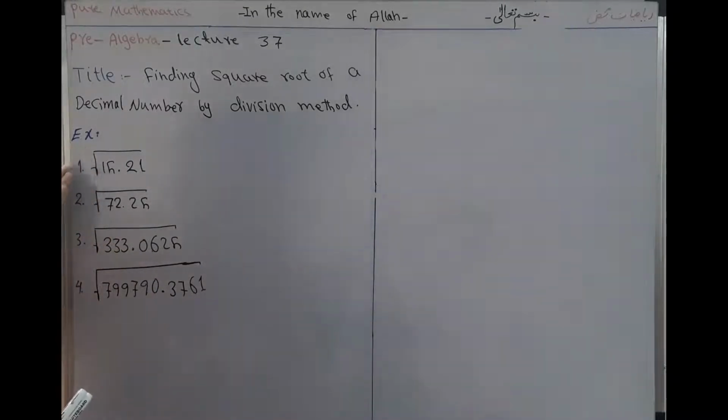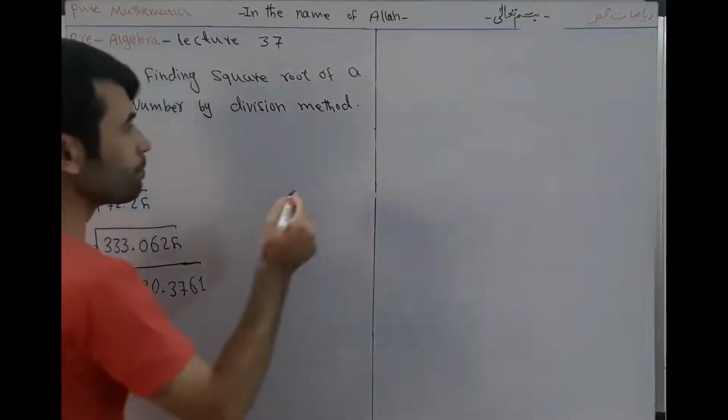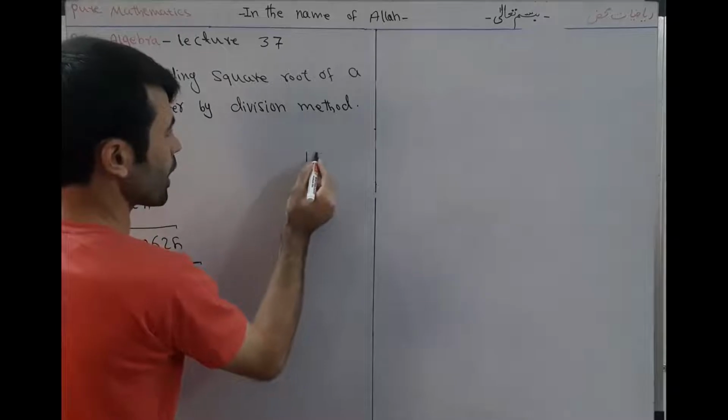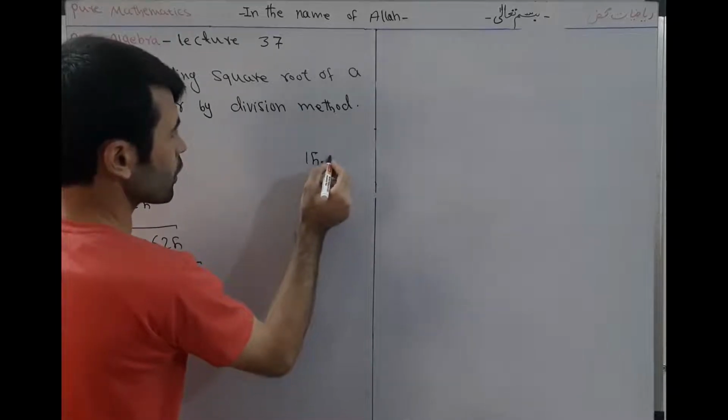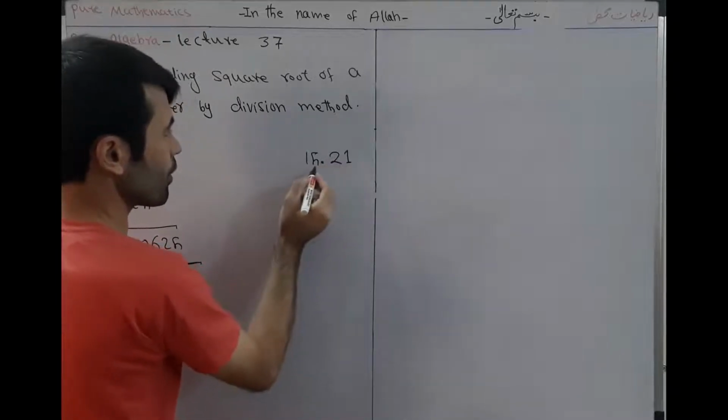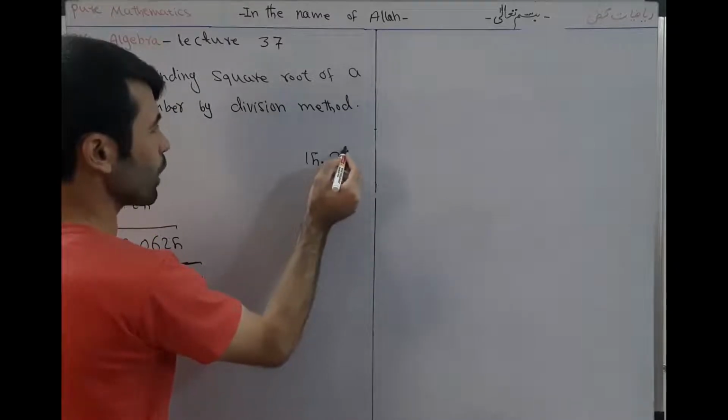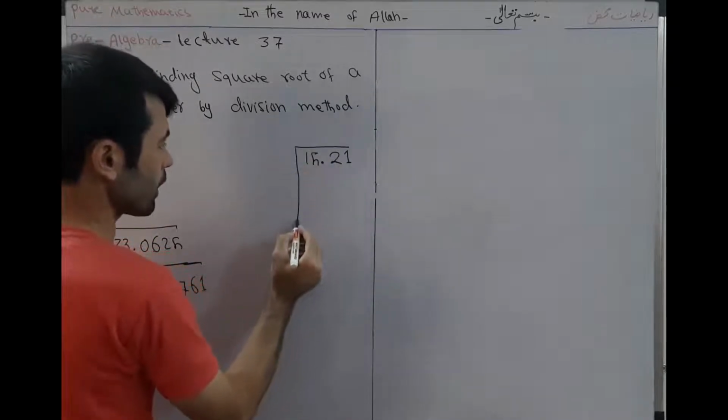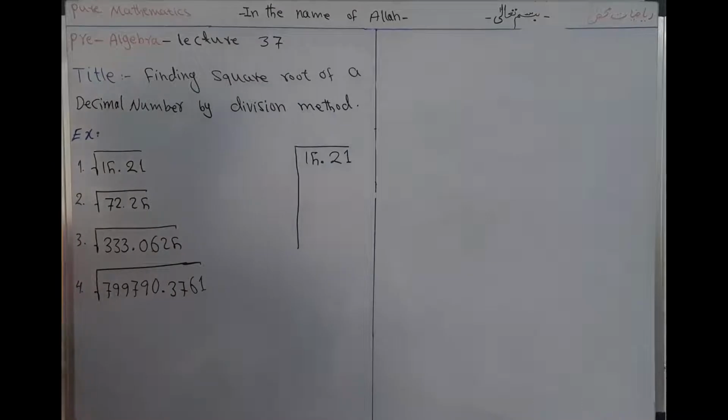Here we have 4 examples. We want to solve these questions. First question, the square root of 15.21. We write the number here, 15.21, and we draw the line here.